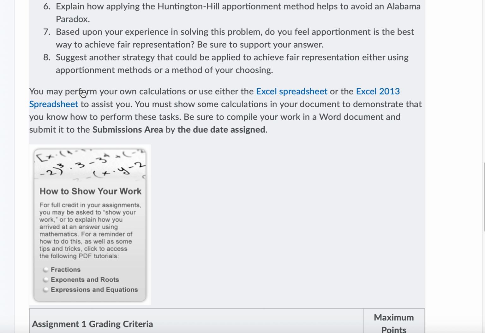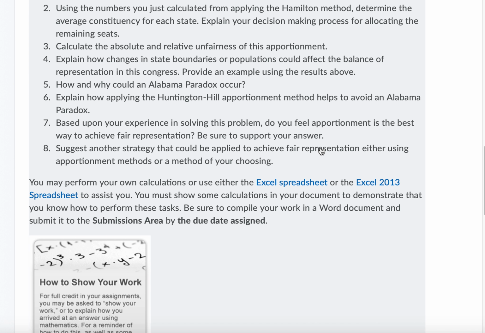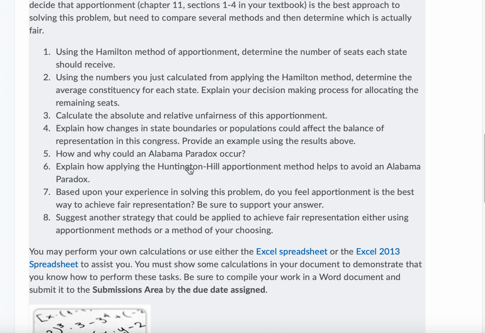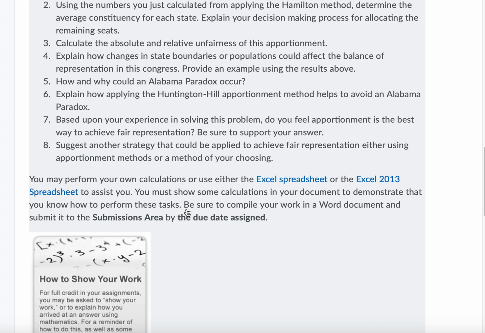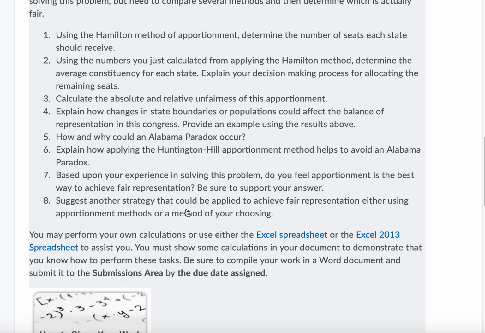So you can use either Excel spreadsheet or Excel 2013 to help you, or you can do the calculations by hand. You should have a nice written up report with references for where you found the information I told you to cite, and you can attach handwork, you can attach a picture of a spreadsheet, however you want to do it, as long as you've met this criteria. You can be very successful on this, Lasa. Let's finish strong.